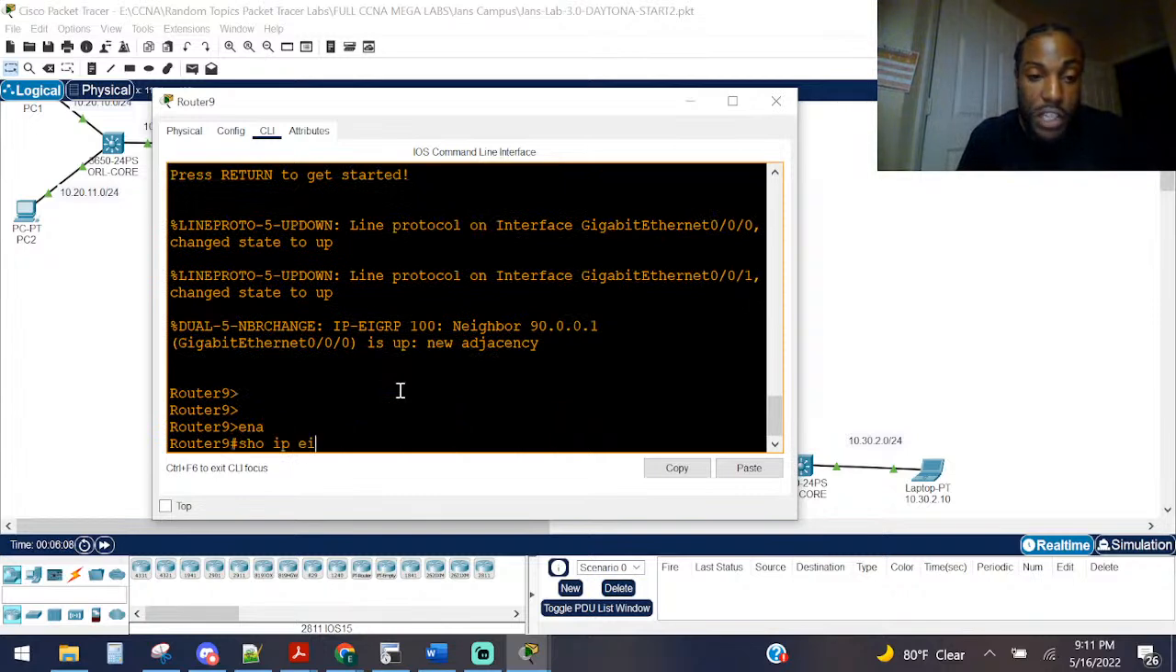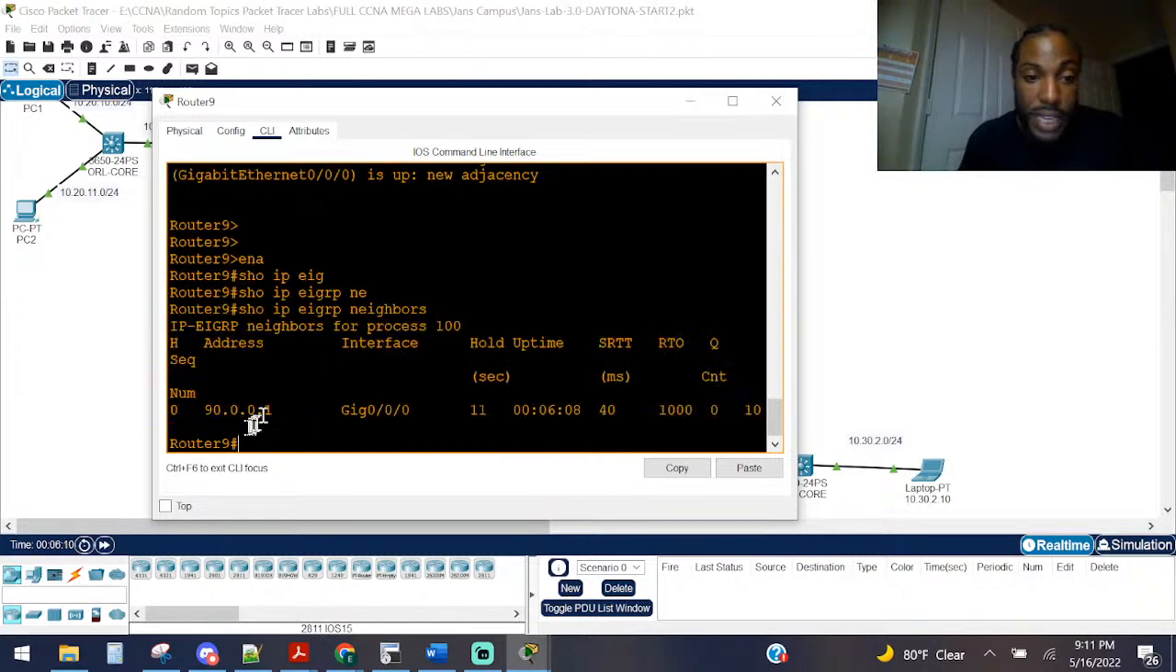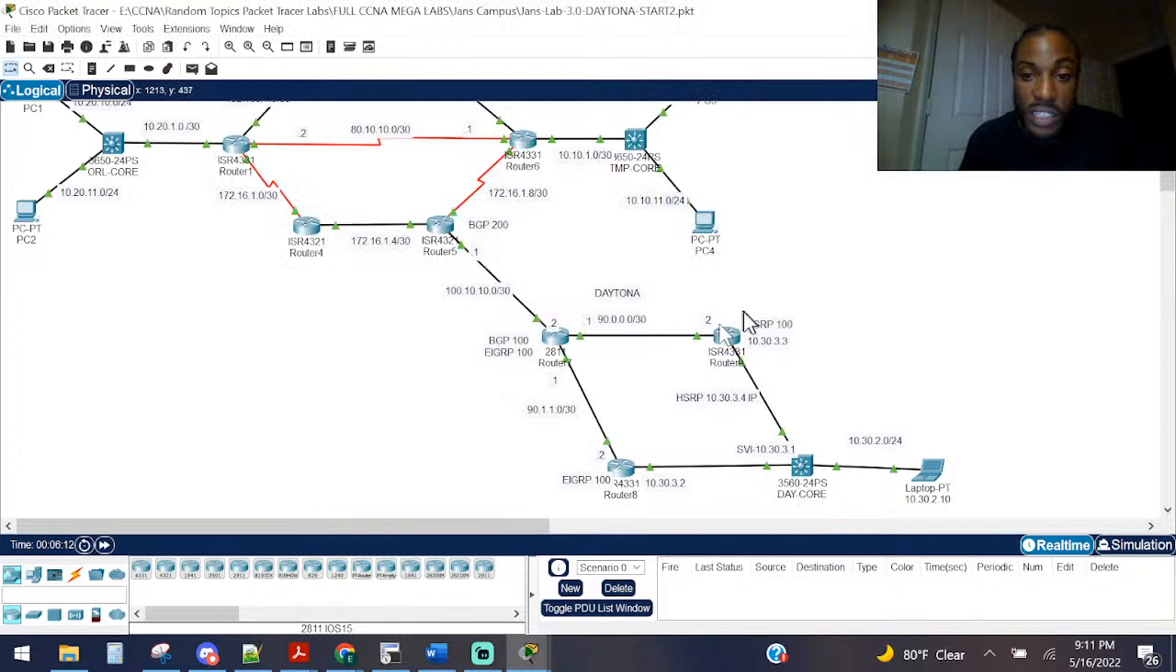Show IP EIGRP neighbors. We got a neighbor. Who is that? 90.0.1 is from him. That's his EIGRP neighbor, this guy right over here. I'll zoom in for y'all real quick, right?